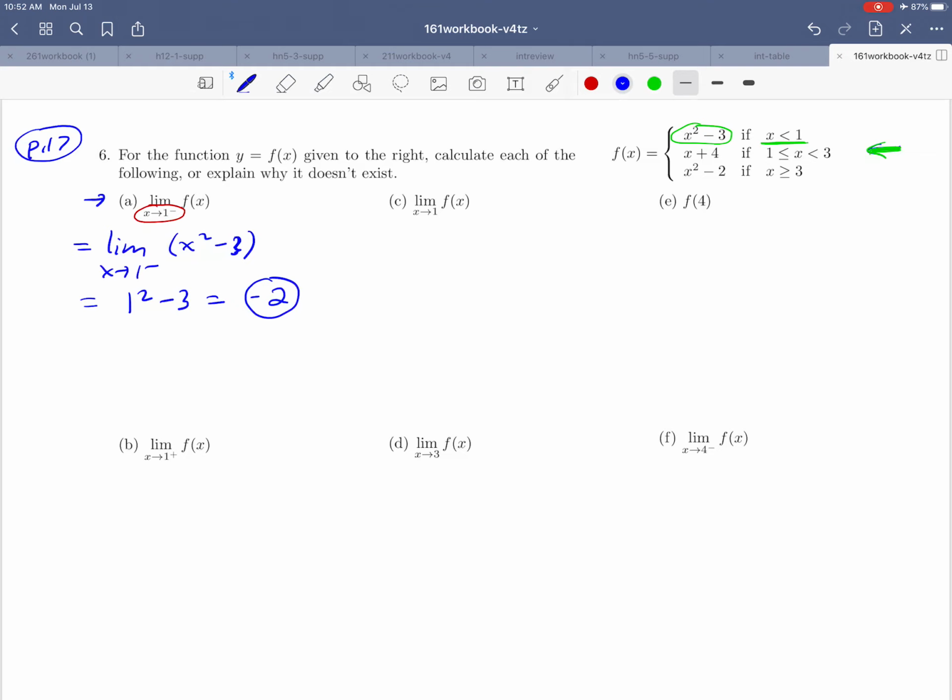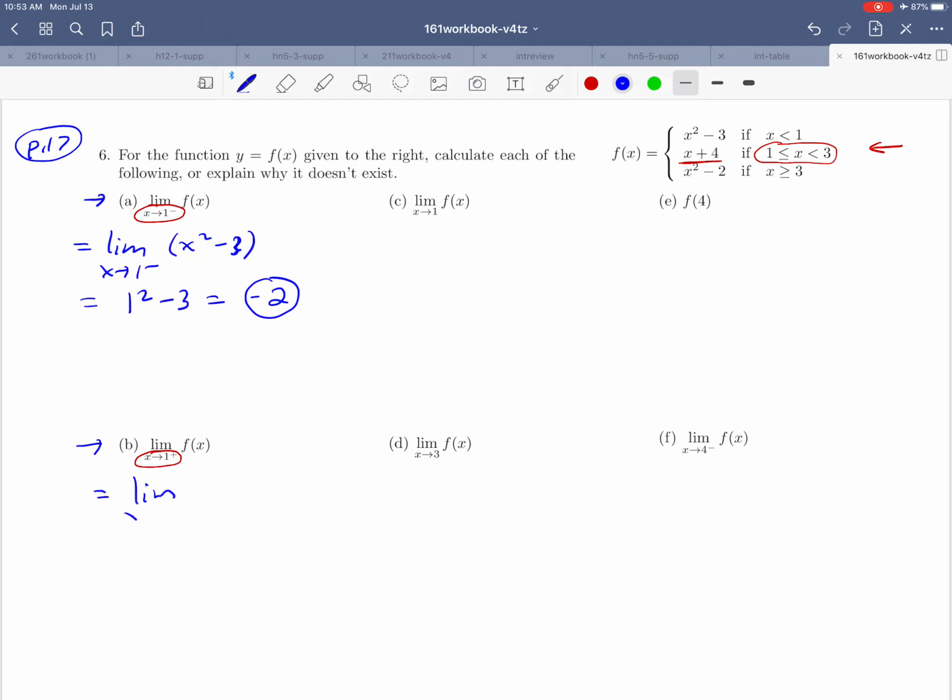Okay, let's move on to part B here then. So what about the limit as x approaches 1 from the right? Well, this time, we're talking about x values that are a little bit bigger than 1. And so we want to choose a branch of our function up here where x values are a little bit bigger than 1. Which branch would work in this case? Well, I think the middle one. That would describe x values that are a little bit bigger than 1, like 1.1, 1.01, etc. That means that we want to use the formula x plus 4 when we do this limit.